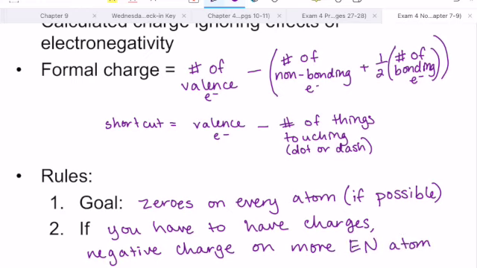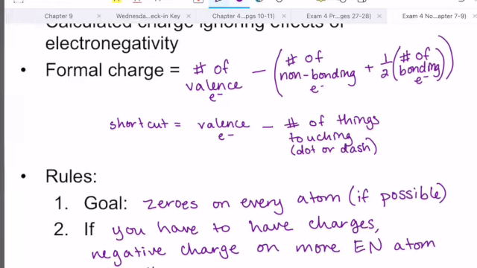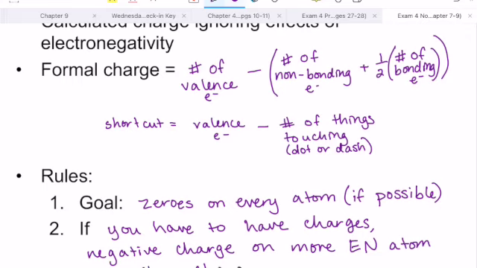Or if we have to have a positive charge, then what do we want that to be on? Which one? The more or the less electronegative atom? Less, right? Makes sense.